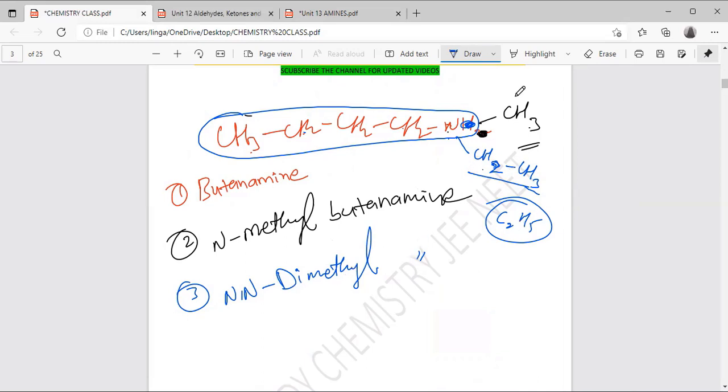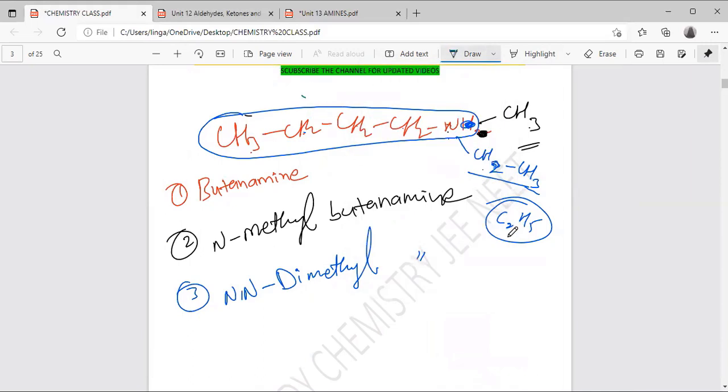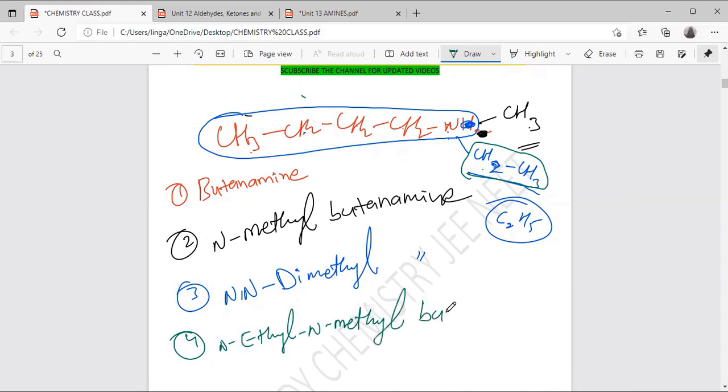Suppose one ethyl and one methyl is there. Suppose in this case, here ethyl is there, right? So the fourth one, N-ethyl, then N-methyl butanamine. N-ethyl, N-methyl. Alphabetical order we are writing. N-ethyl is first, then N-methyl.